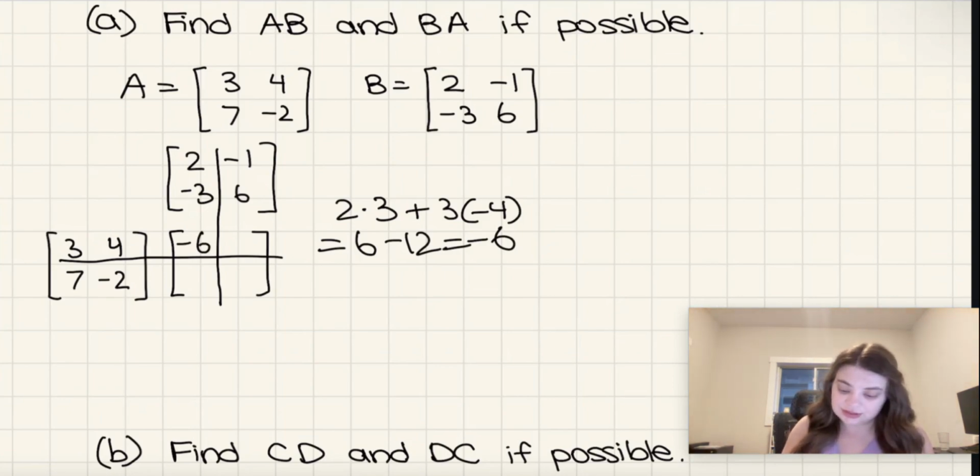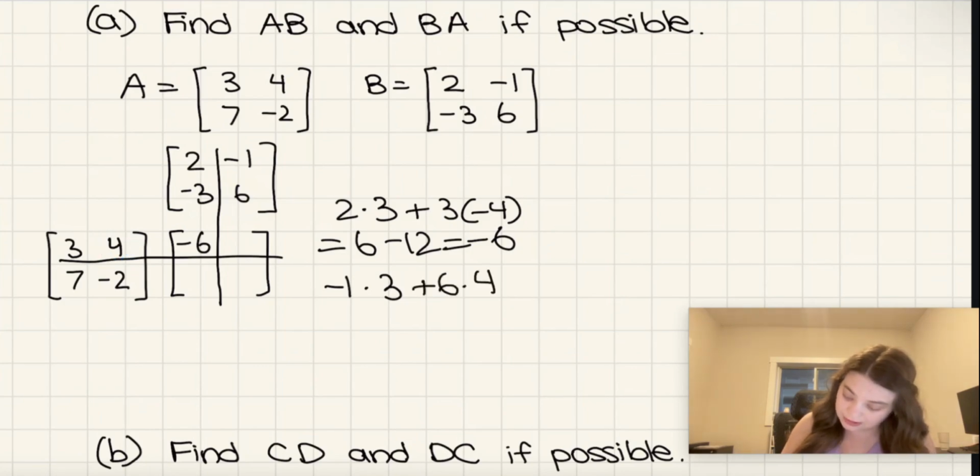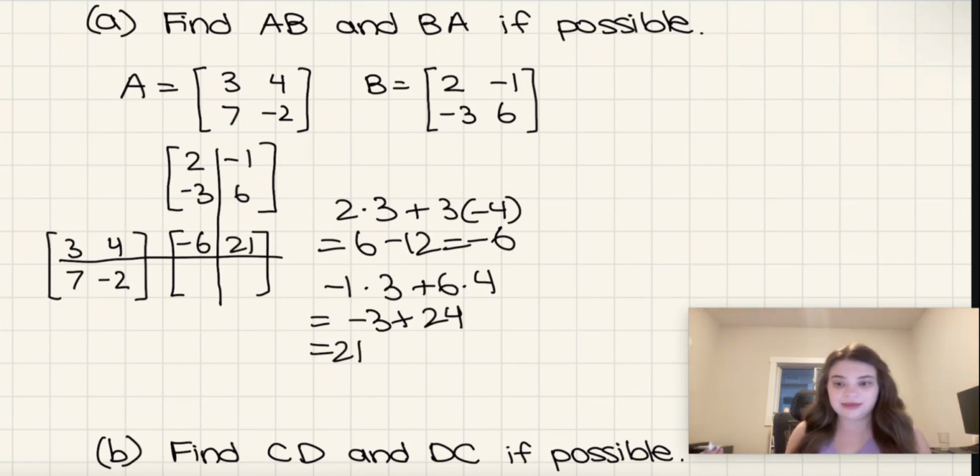Okay, now let's do the same thing for the second one. Negative 1 times 3 is negative 3, and then here we have 6 times 4, so plus 6 times 4. That's equal to negative 3 plus 24, which is 21. So 21 goes here.